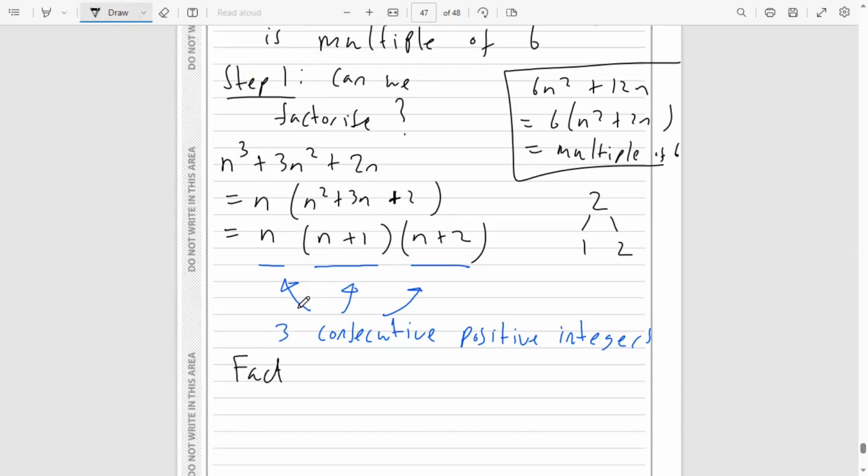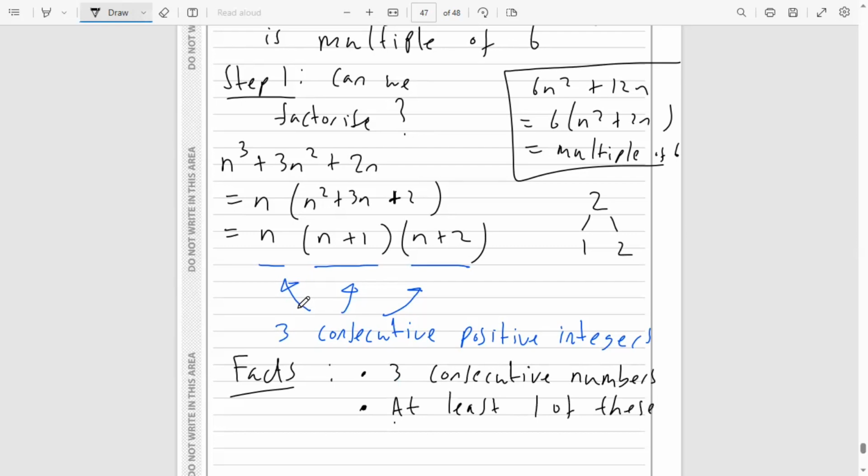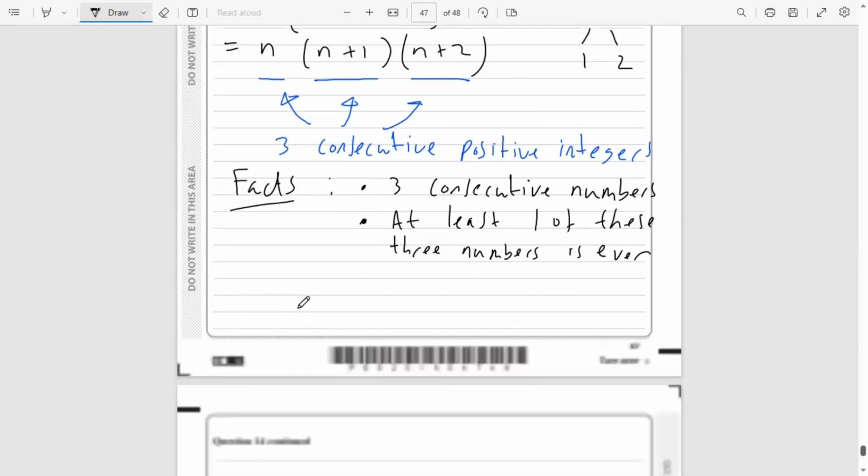Let's write down some facts that we must know about these numbers. So we've got 3 consecutive whole numbers, positive whole numbers. Now, I guarantee you that at least one of these 3 numbers is even.